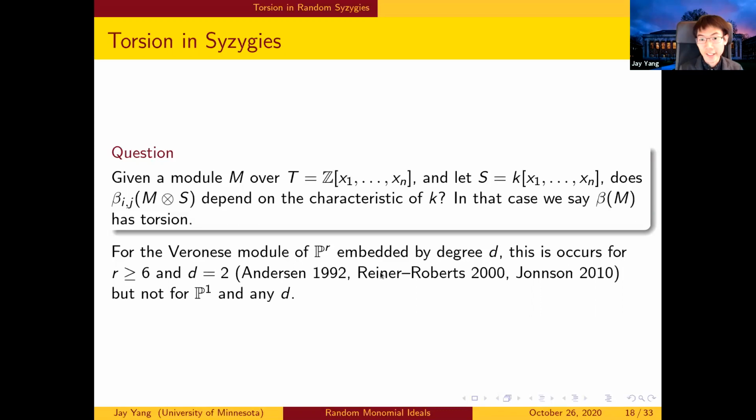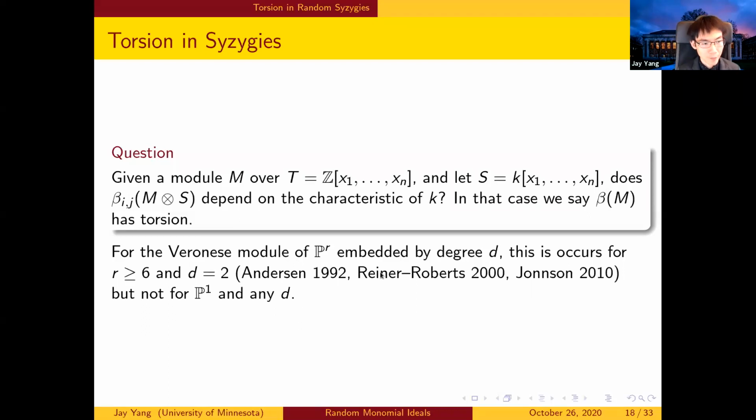In that case, we're going to say that the Betti table, which I'm just going to write beta of the module, has torsion or depends on characteristic. And this is a surprisingly unknown question, in that as far as we can tell, not that much is known in general about when this happens. There are obvious cases when the module itself depends really heavily on characteristic, if your module has a 2 in its definition. But even in non-obvious cases, you can get torsion appearing in the Betti table.